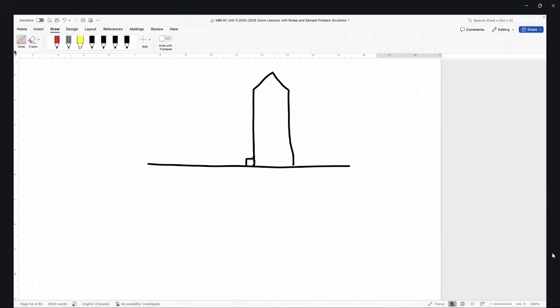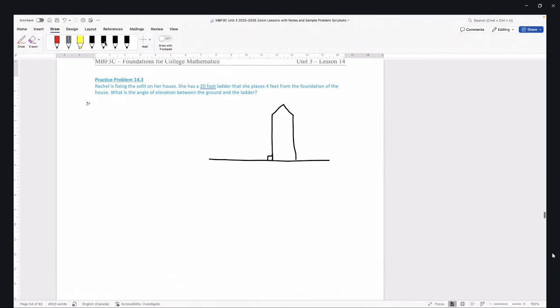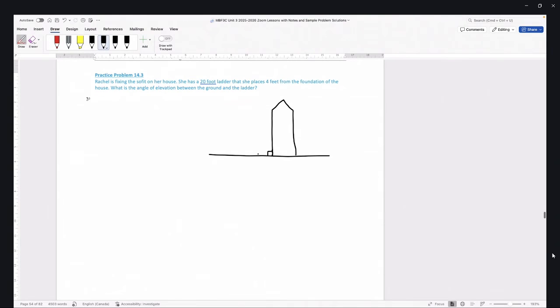I'm going to zoom back over here a little bit. Okay, there we go. Rachel is fixing the soffit on her house. She places a 20-foot ladder 4 feet from the base of the house. So this is going to be 4. I'll leave it as feet for now. And then she places the ladder somewhere up here. It doesn't have to be at the very top. There's the ladder.